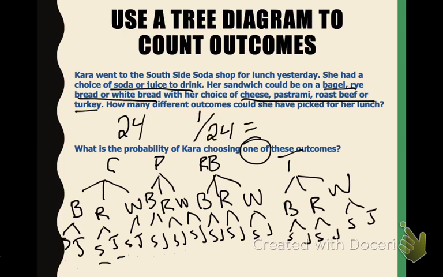And then if I write that as a percent, right, we're going to divide 1 divided by 24 times 100. I get 4.2%. Okay, so the more outcomes there are, the smaller the percentage is going to be.